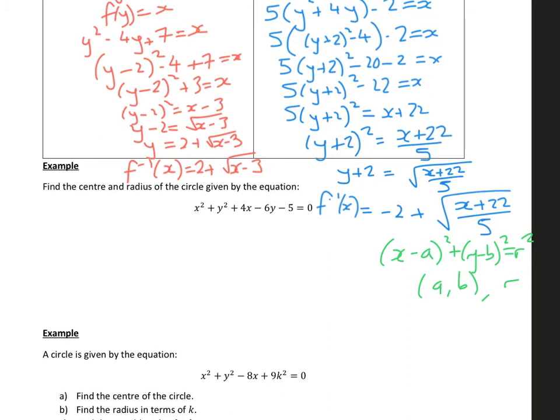So for this equation here, I'm going to just look at the x's, so x squared plus 4x, and I'm going to complete the square on that. So I get x plus 2 squared minus 2 squared, so minus 4. Then I'm going to look at the y's, so y squared minus 6y, and complete the square on that, so y minus 3 squared, take away 3 squared, take away 9, and then I've still got my minus 5 at the end, so minus 5 equals 0.